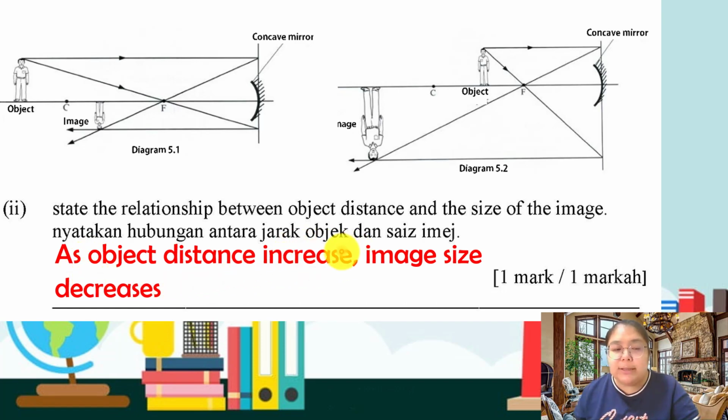Normally, when we talk about this, the MV comes first. The manipulated variable we mention first, because here we control the object. The image is the responding variable. So we mention the MV, then after that, what happened to the RV, the responding variable. So we just mention, as object distance increases, image size decreases. Okay, so this is another method to write the relationship.